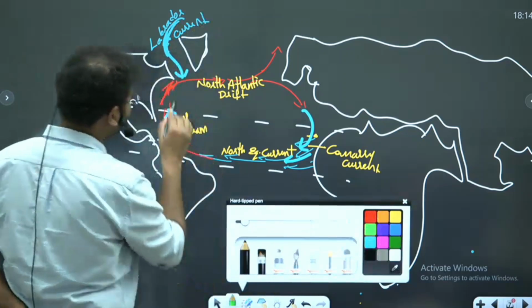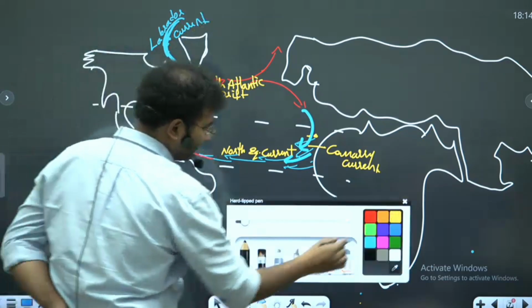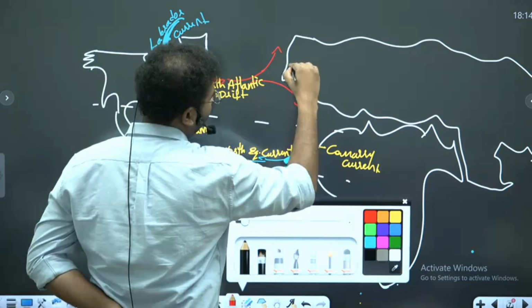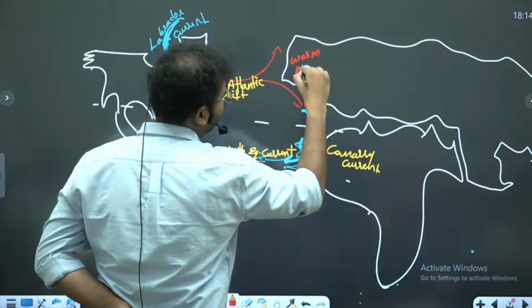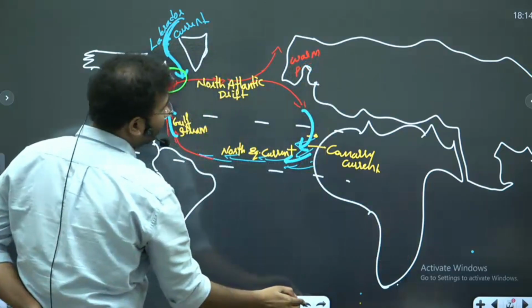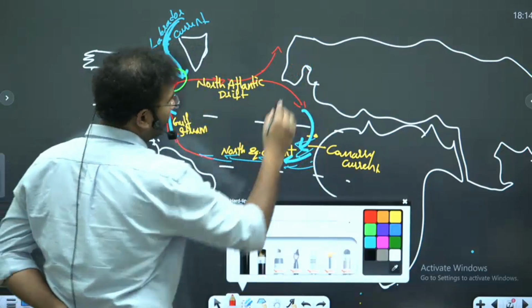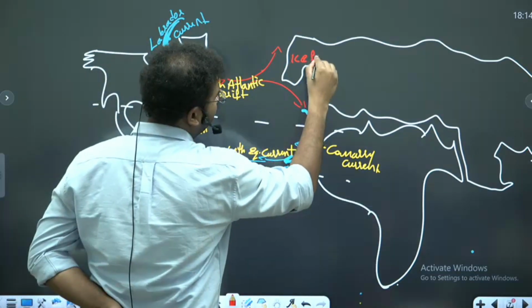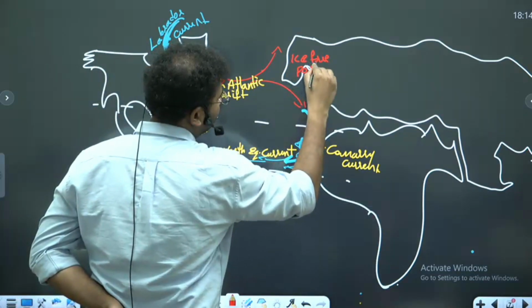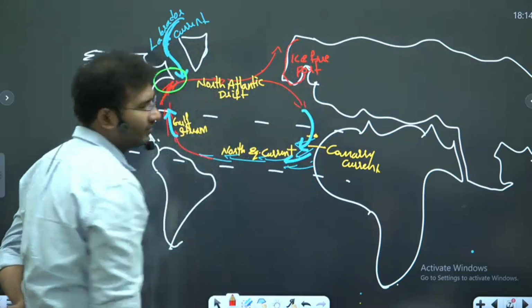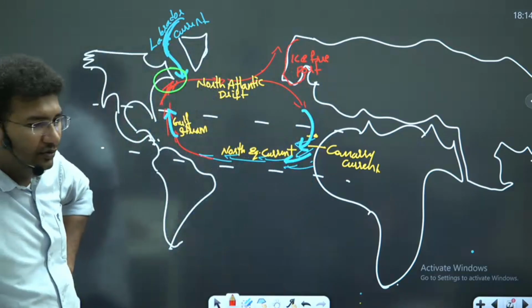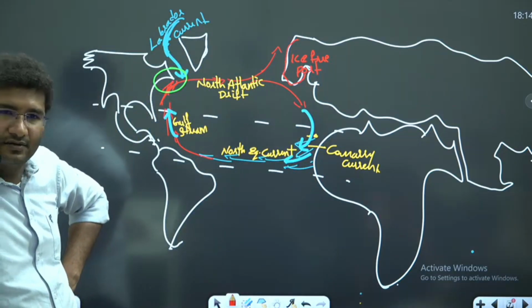So this is the best fishing grounds. This is the reason why warm ports or ice-free ports are in this part of the area. This is how the North Atlantic Ocean currents are there. Right?